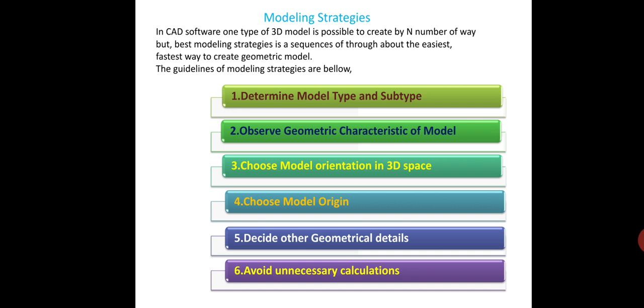Fifth, decide on other geometric details. Do we need a geometric modifier to speed up construction? What color and layer scheme do we need? These kinds of questions arise, and we have to find the answers to them while deciding the geometric details. Sixth is to avoid unnecessary calculation.